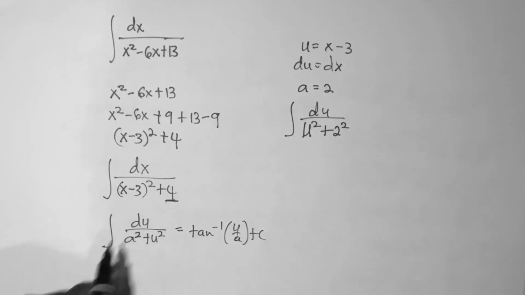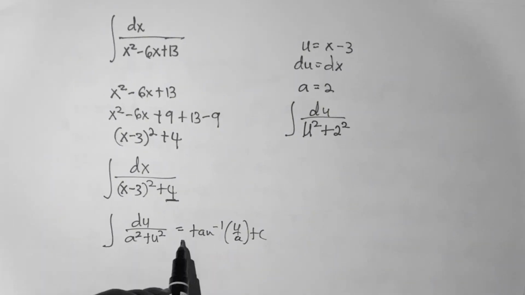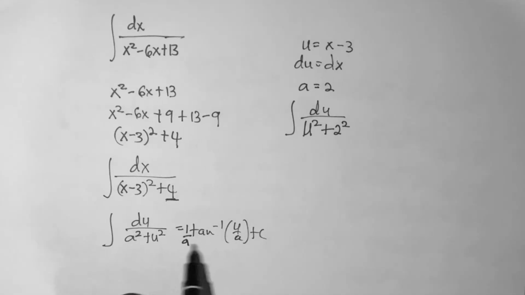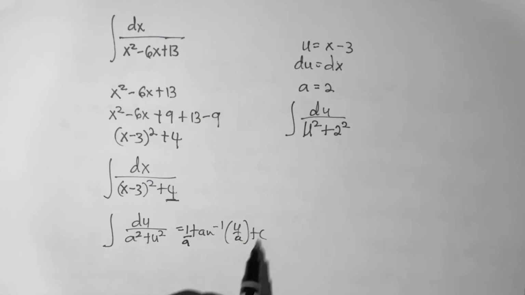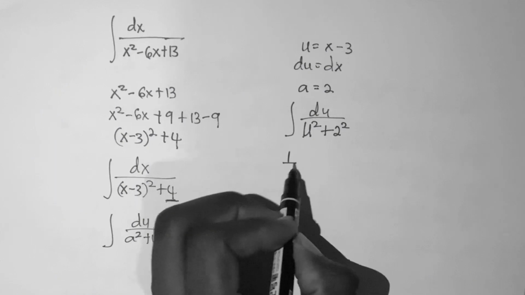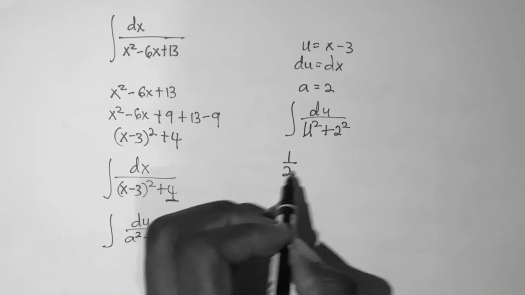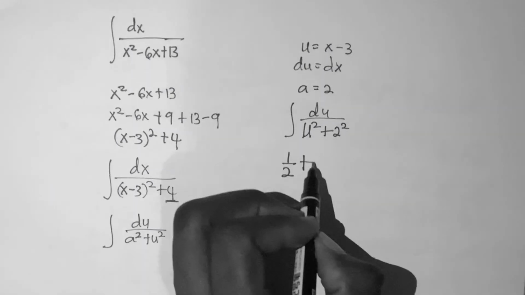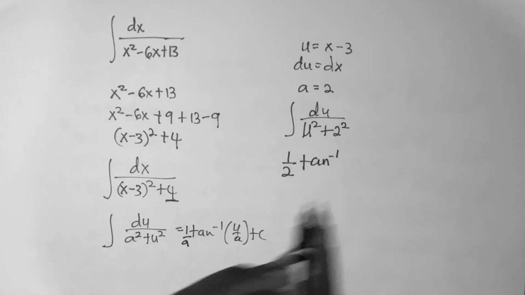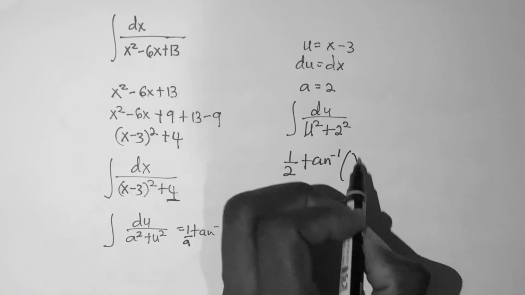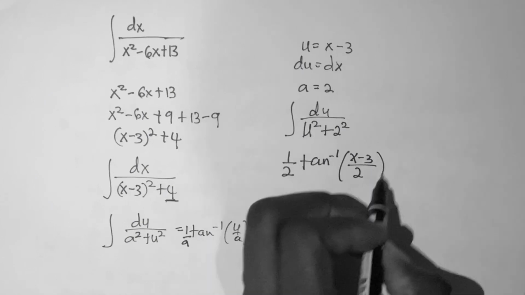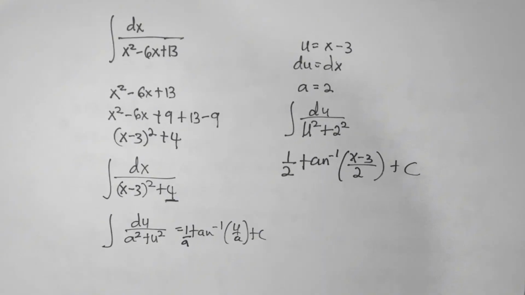And therefore this is, sorry, there is a mistake I made here. It is 1 over a. So there is supposed to be 1 over a here. Let's kindly correct this. So this is equal to 1 over a, and a is 2, tan inverse of u, but we said that u is equal to x minus 3. So x minus 3 divided by a, which is 2, plus c. So that is the answer.